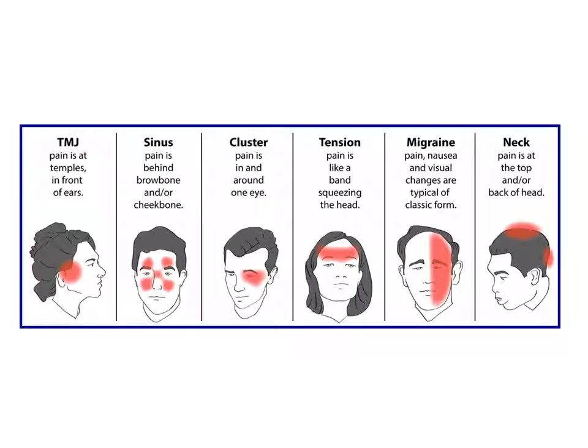This slide can show you the different types, the location, and the pain. In sinus, you can see it's diffusing in such a way. In the TMJ, sometimes it's even confused with the ear. Cluster headache is around one eye. Tension headache is like a band squeezing the head. In migraine, it's unilateral with nausea and visual change. Sometimes spasm in the neck also can cause a headache.